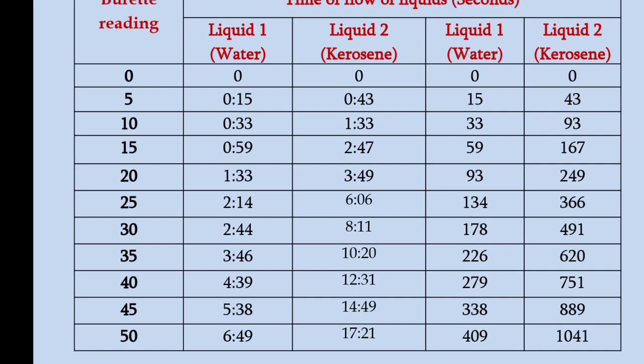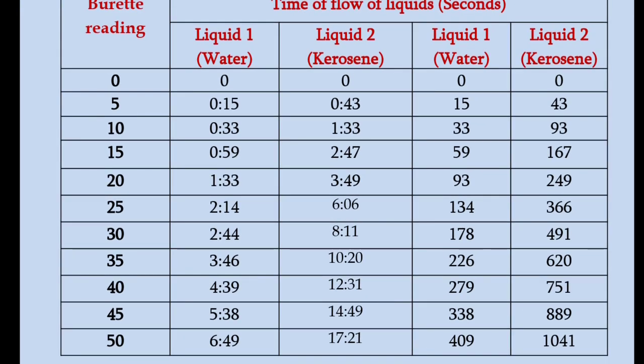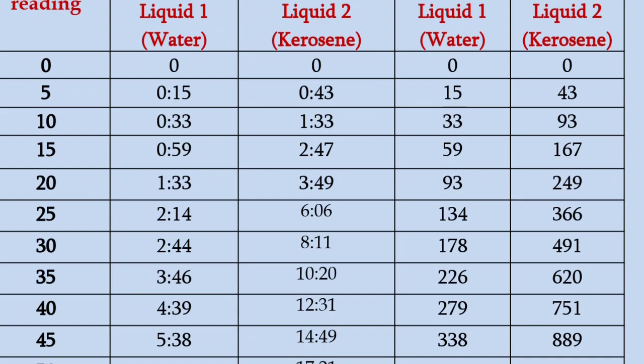All these times of flow we have in minutes and seconds. First let us convert these minutes and seconds into seconds. First for liquid one, that is water. For the burette reading of level 5, the time taken is 15 seconds. For 10 it is 33. For 15 it is 59. For 20 the time taken is 1 minute 33 seconds.